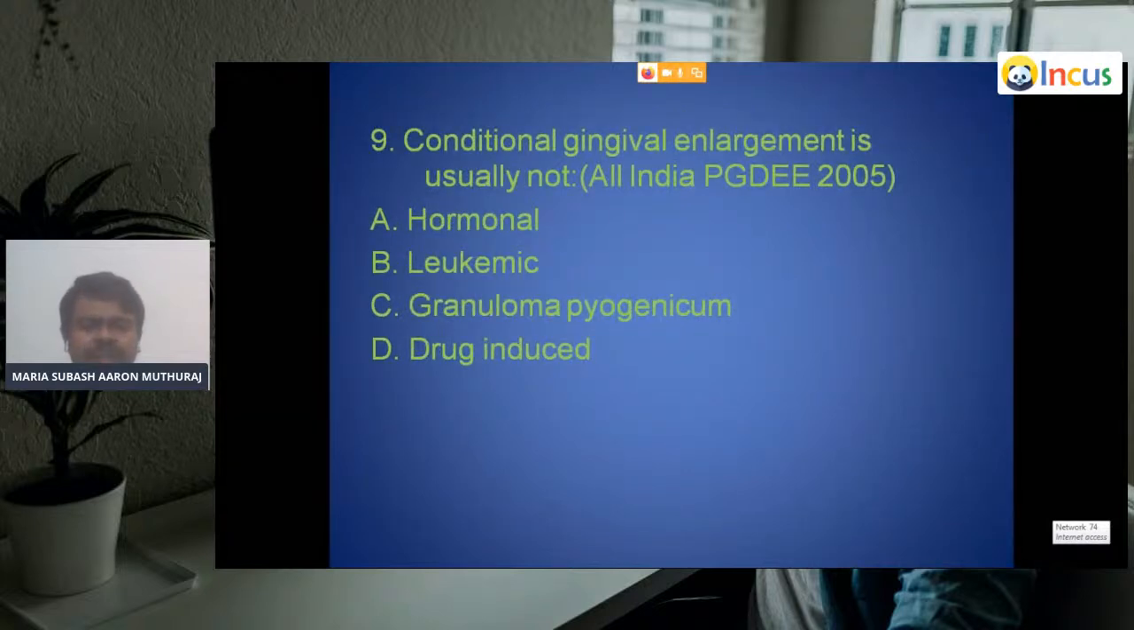And conditional gingival enlargement is usually not present in hormonal, leukemic, granulomatoid or drug-induced. Hormonal and leukemic gingival enlargement will usually be associated with some systemic conditions or diseases. Granulomatoid is also a non-specific conditional gingival enlargement, whereas drug-induced comes under drug-induced gingival enlargement. Therefore the answer should be D, as A, B and C are all associated with conditional enlargement. The option should be D, drug-induced gingival enlargement.